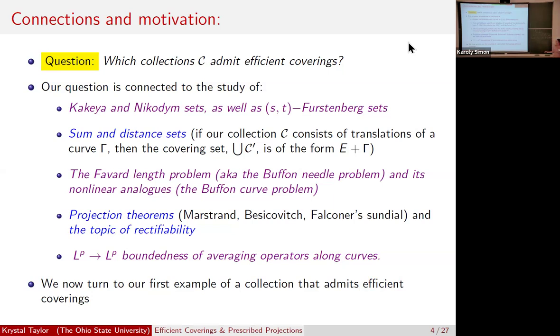So to just give a flavor of why, suppose we're in the situation where C consists of translations of a fixed curve gamma. Then in this case, our covering set will just be translations of gamma, which of course can be written as the sum E, our translation set, plus gamma.